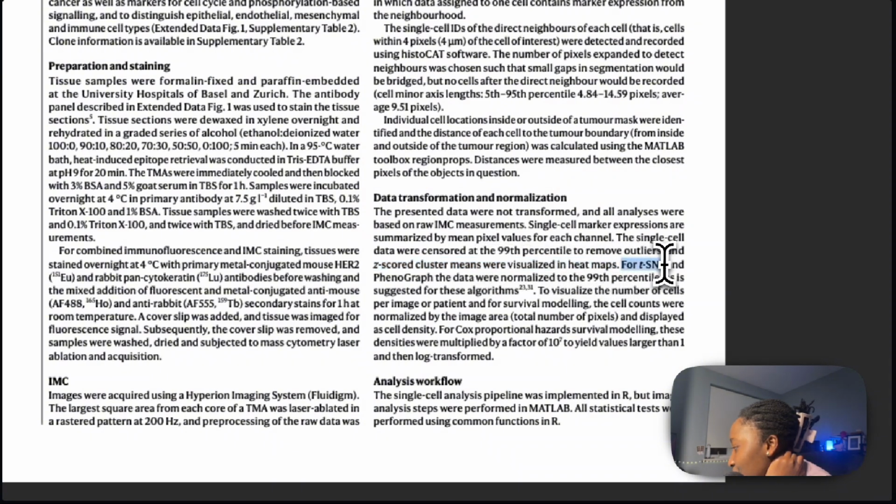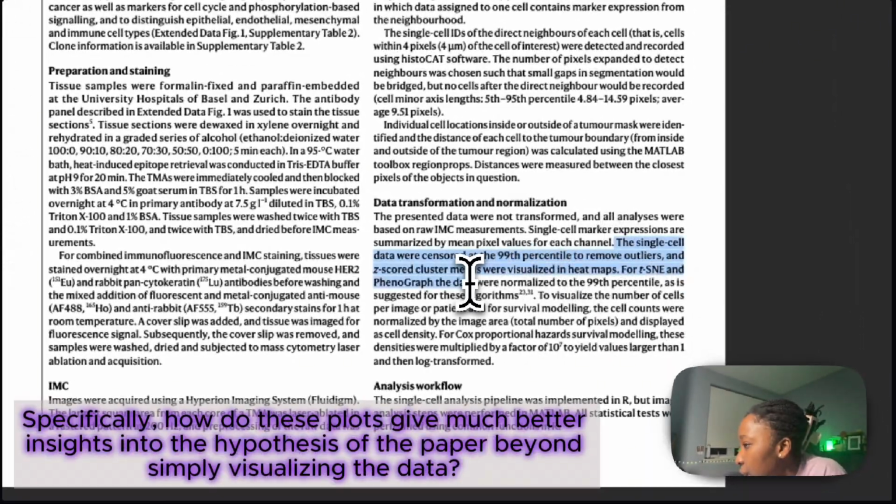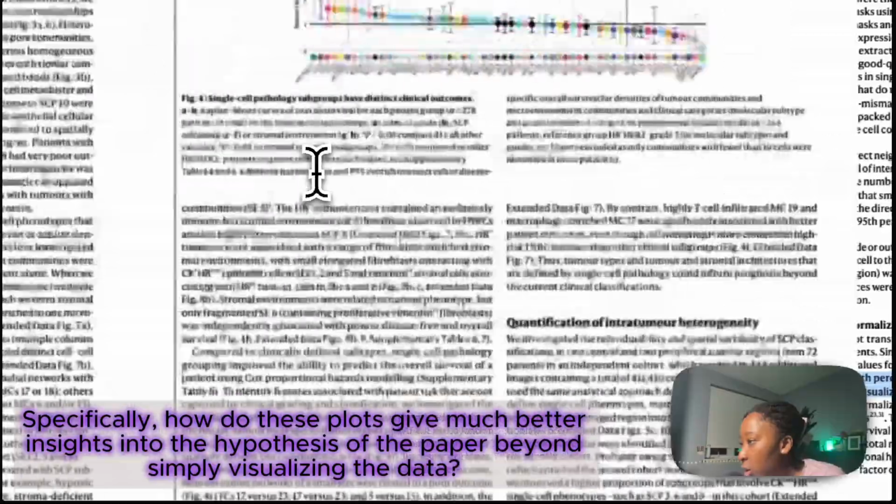For TSNE, okay, so we already have like 2 words. I'm like, okay, what's that? For TSNE and phenograph, the data were normalized to 99th percentile as suggested for these algorithms. Okay, now this is where I get stuck. Because I'm like, okay, how does this part relate to the figures? You know what I mean?